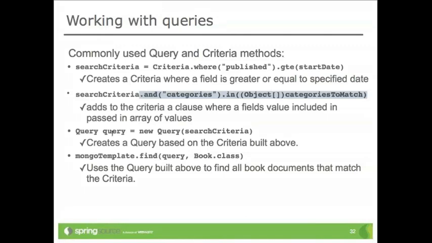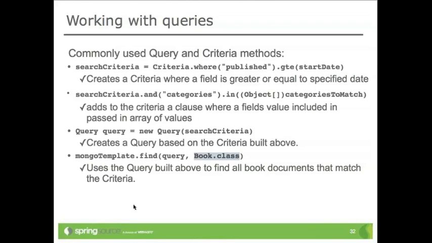And then once we have our criteria built, we create a query, and we say new query, passing in this search criteria, and that creates the query that we can pass into Mongo template's finder method. And we say, okay, we're searching for a book, so we provide the book class as the resulting type that we want back.